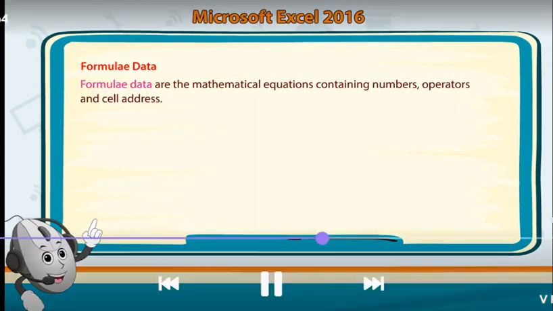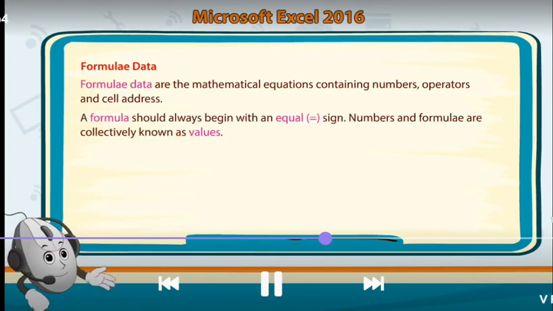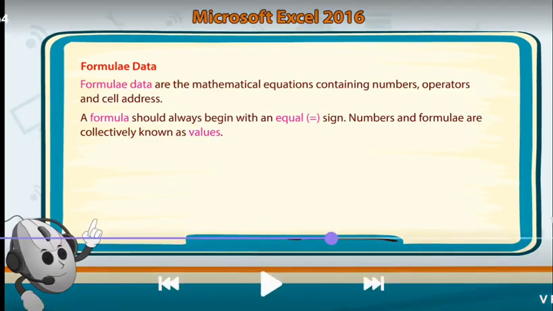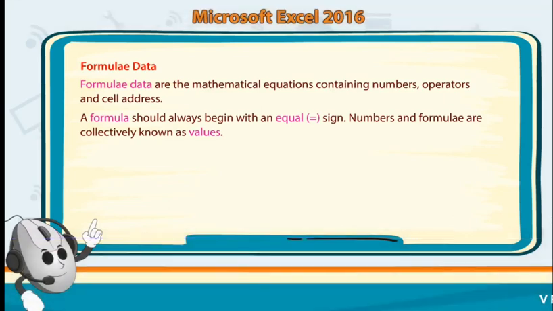Next is formula data. Formula data means mathematical equations that contain numbers, operators and cell addresses. So we have three types of data in Excel, and the formula will always begin with the equal sign. If you want to calculate the data in the form of numbers, you always put the formula with the help of the equal sign. You first give the equal sign and then write the formula.